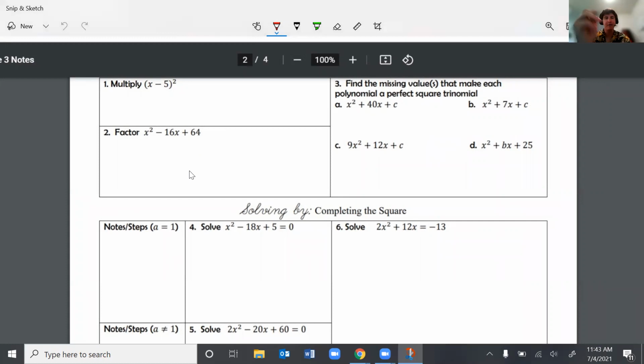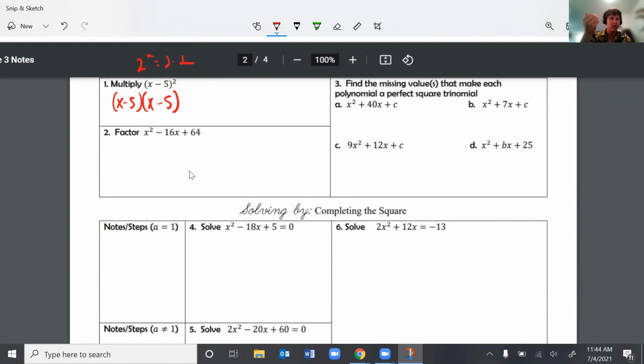x minus 5 squared, if you think about 2 squared, it's the same as saying 2 times 2. So the same thing happens here. We have x minus 5 times x minus 5. We're actually going to cover this a little bit more in depth in, I think, the next section, the next module, but it's still good to remember because you have done this in previous classes.